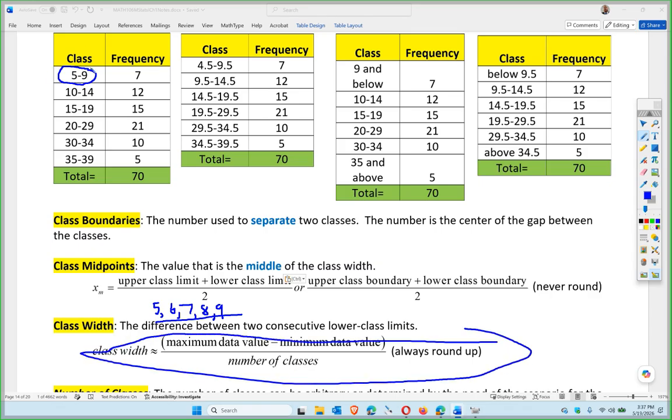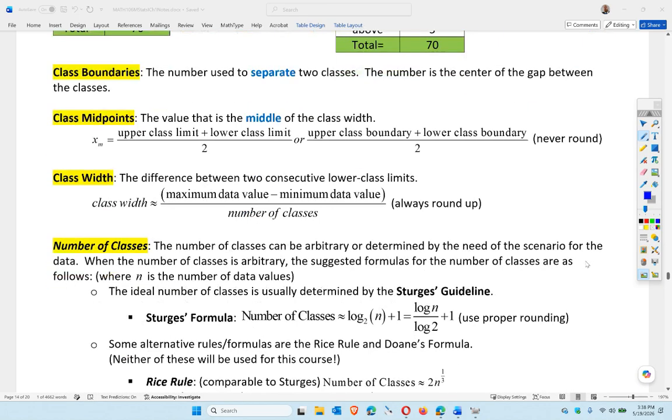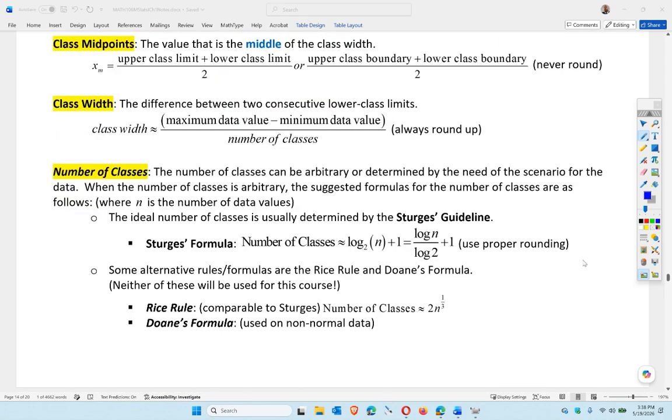So the question is, how did I know how many to put in here? I did the class width formula, basically. And always round up so you don't leave any numbers out, because you want to be inclusive of the highest value. Okay, the number of classes is tricky.